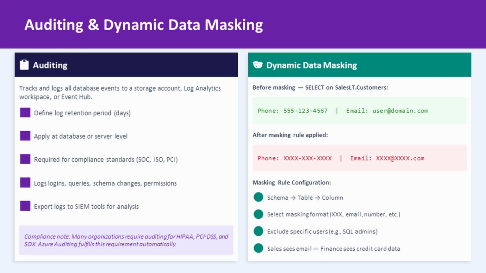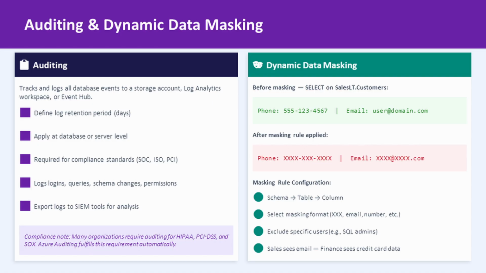Let us cover auditing and dynamic data masking together, since they address related but distinct security concerns. Auditing is about accountability, tracking who did what to the database and when. When you enable auditing, Azure logs every significant database event: logins and failed logins, queries executed, permission changes, schema modifications, and administrative actions. These logs are written to an Azure Storage account, a log analytics workspace, or an event hub, depending on how you configure it.